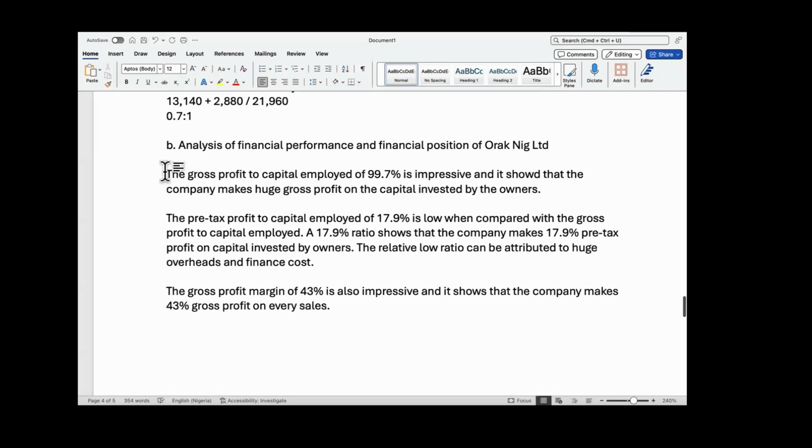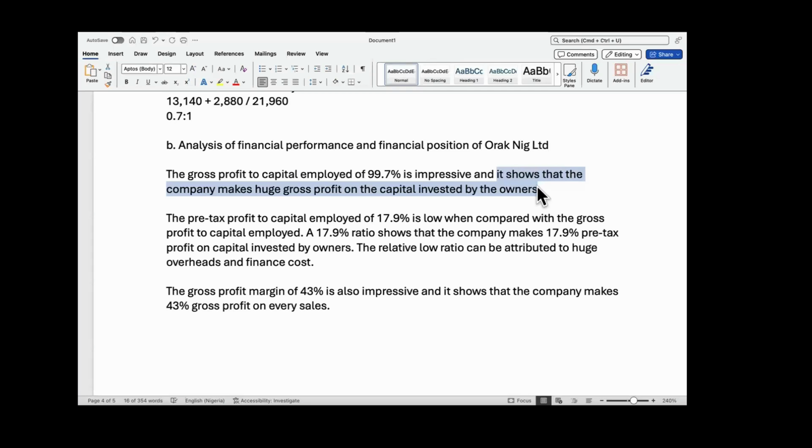You see, from the three ratios I've computed, there's a sequence which I need you to note. First, I mention the ratio. Because I can't compare it, I can't say whether it's improving or not. But I know that 99.7% is not bad. After I've mentioned it, I say it's impressive. Then I tell the examiner what that ratio means. It's important you're able to do that because it shows that you know what it means.